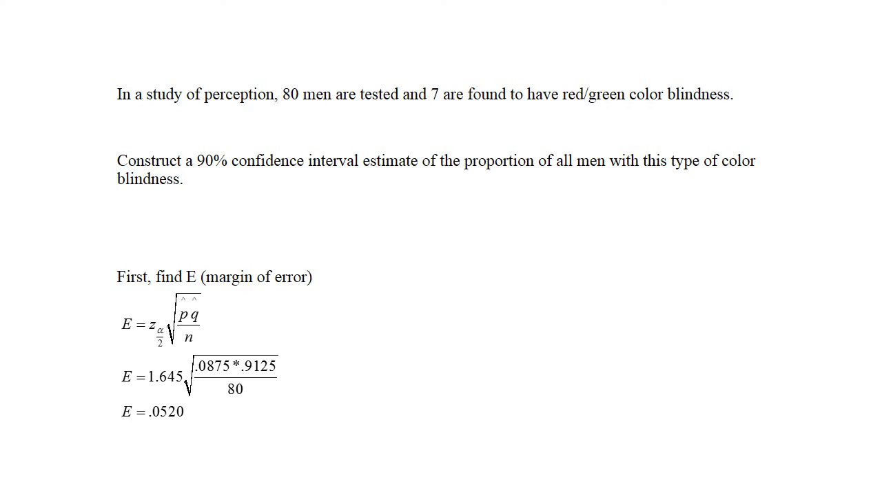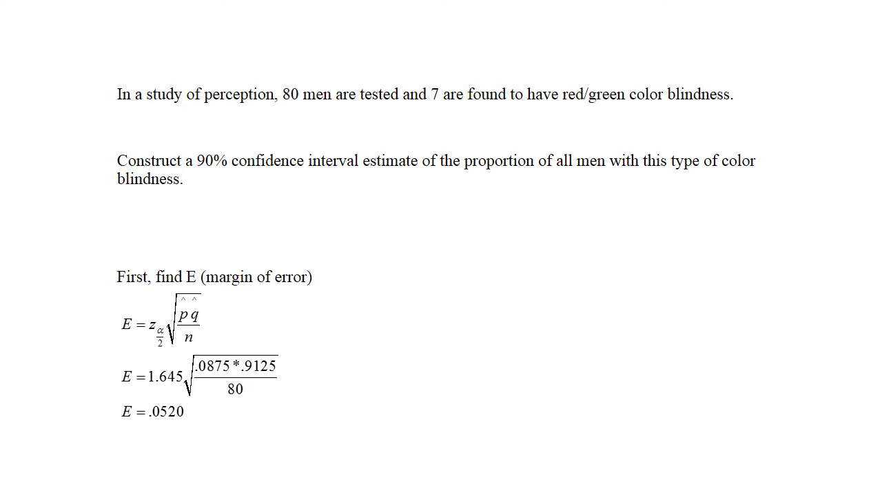The first question states, in a study of perception, 80 men are tested and 7 are found to have red-green color blindness. We are asked to construct a 90% confidence interval estimate of the proportion of all men with this type of color blindness. First, we find E, which is called the margin of error. E is equal to our z-score times the square root of p hat times q hat divided by n.